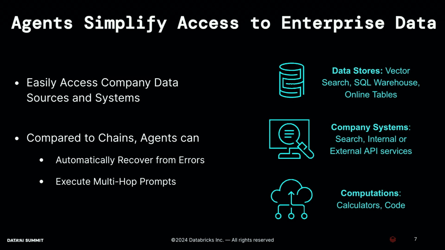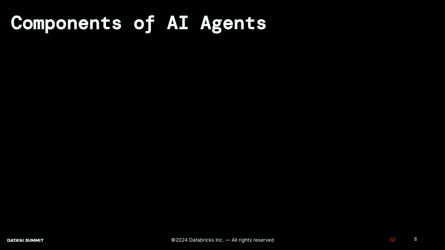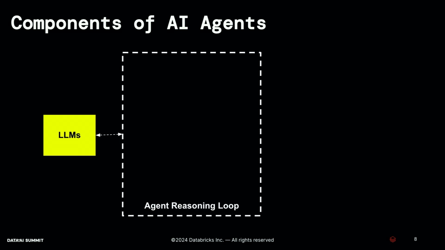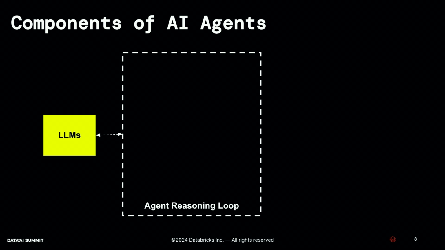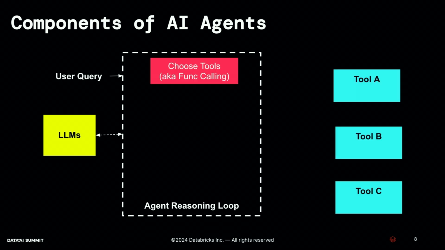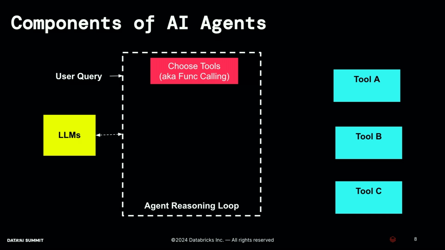But agents inherently are iterative. They can automatically recover from errors, and they can execute multi-hop prompts and orchestration much more efficiently. So how are they able to do that? At the core, there is an agent reasoning loop. This loop is powered by a language model, and the loop determines the next sequence of steps. So when you send a query to an agent, the agent takes that query and interprets what tool it needs to run and what should be the input parameter to that tool. That step, by the way, is called function calling or tool use.